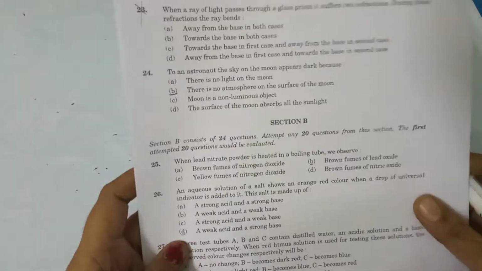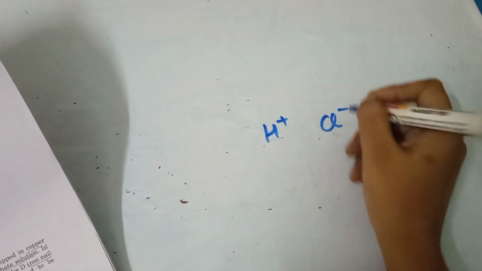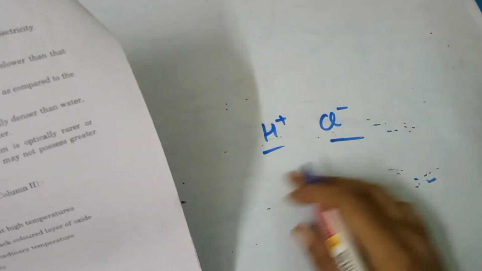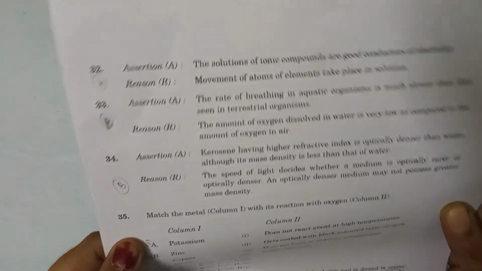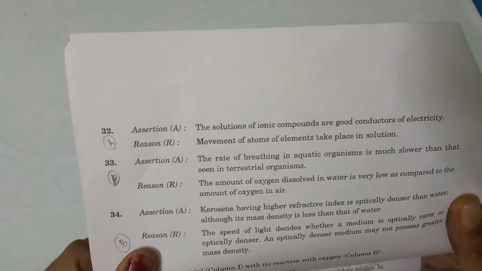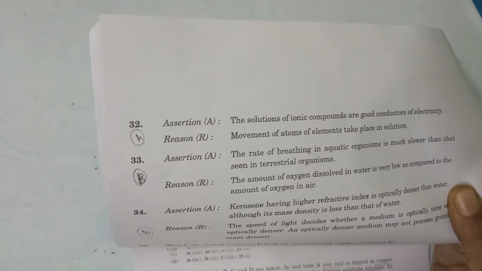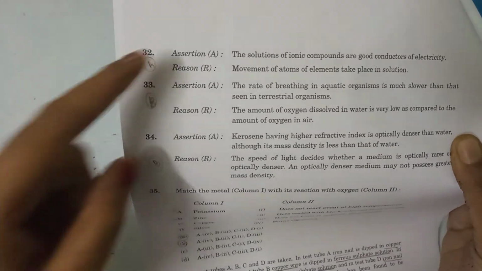In the 32nd question, the solution of ionic compounds are good conductors of electricity. Yes, they are, because ionic compounds are formed by ions like H plus and Cl minus. So they are good conductors of electricity. Ions are good conductors of electricity. Reasoning: movement of atoms of elements takes place in solution. No, it is not right. So again C is the right answer because assertion is right, reasoning is wrong.